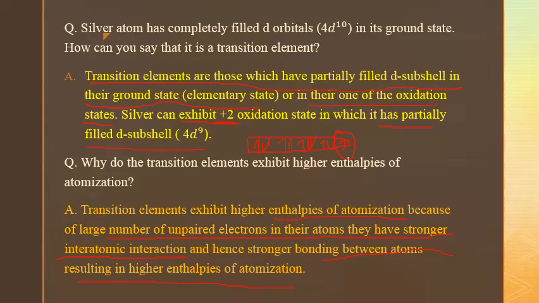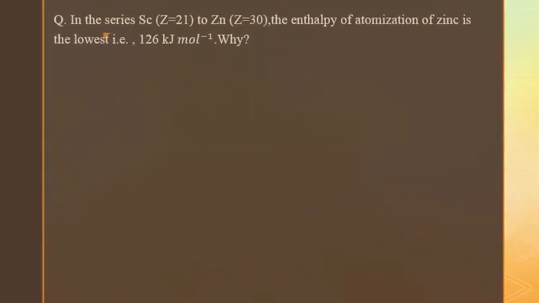Enthalpy of atomization means the amount of energy which is required to break the compound into its atoms. So whenever there are unpaired electrons in the d subshell of a transition element, they will form a strong bond, and to break that strong bond we require more amount of energy. That's why the transition elements have higher enthalpy of atomization. Come to the next question.